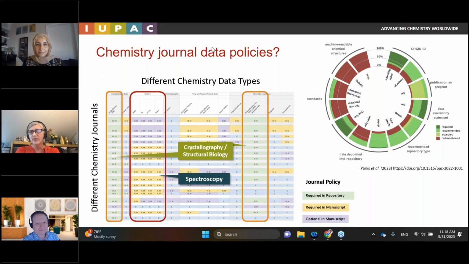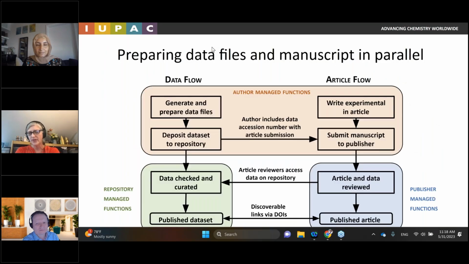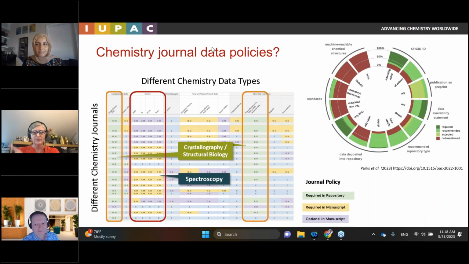Up on the upper right-hand corner is a figure from a paper that just published earlier this year. Oh, you zipped ahead, Fatima. There you go, thanks. That's an expanded and updated version of the same study, and we took a broader look at many more different kinds of data. And there's been some progress made.